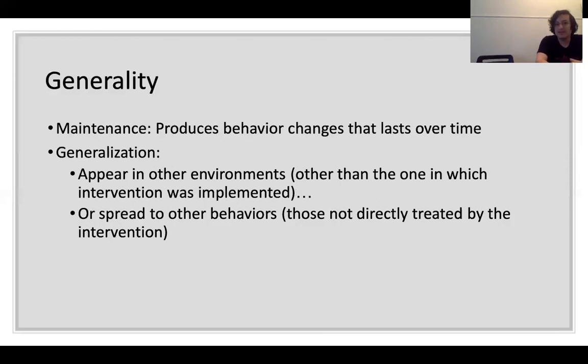So question one: did it generalize to other environments? I taught the kid how to play with their peers in the classroom. Do they now go home and play with their siblings and their cousins? If I teach them how to play, for spreading to other behaviors, are they now more likely to talk to their peers? I didn't specifically train them to talk to their siblings or cousins, but does it occur anyway? And again, we always want to make sure we do that with our interventions.